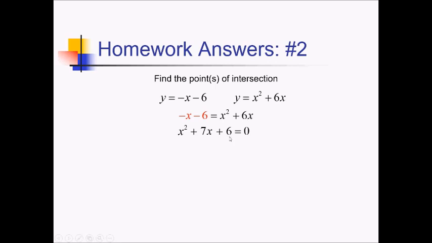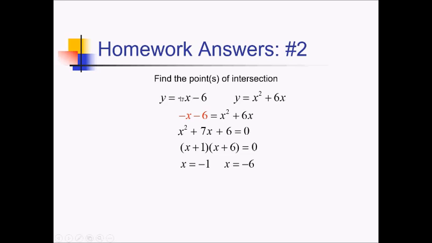This is definitely something I could factor. Factors of 6 that add up to 7, well, 1 and 6 would do it. So we have x plus 1 and x plus 6, which means my x values, if I set each of these equal to 0 and solve, we're going to have negative 1 for that first parentheses and negative 6 for the second parentheses. At this point, I have to plug each of these into one of these equations to find the y value. I'm going to go with the first equation.